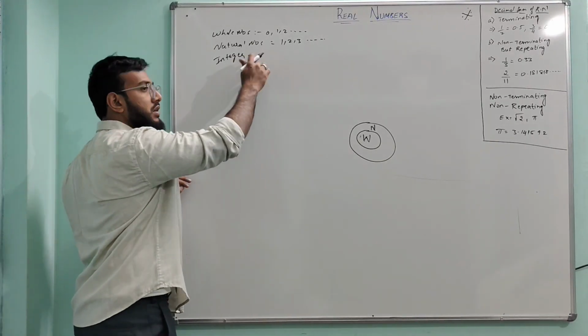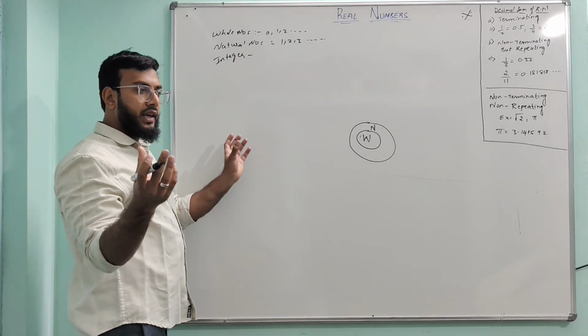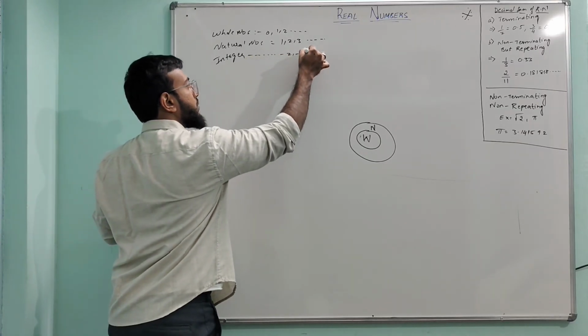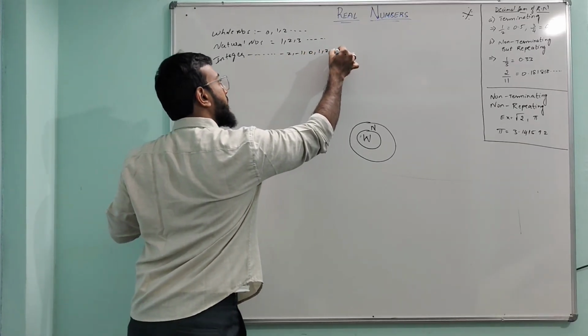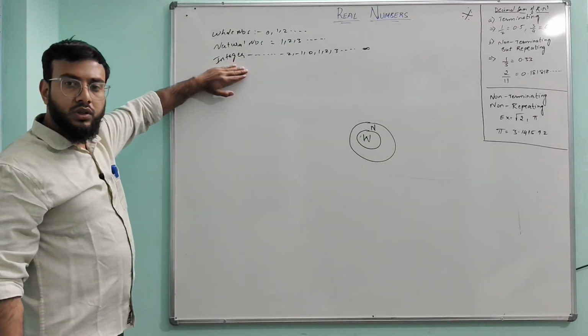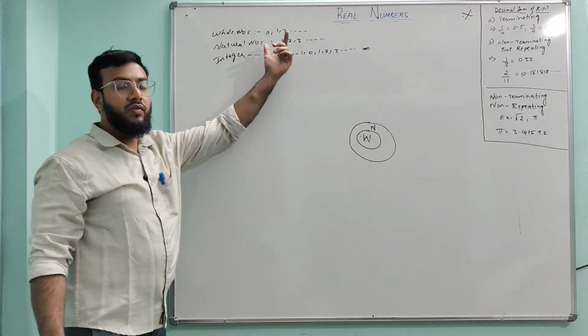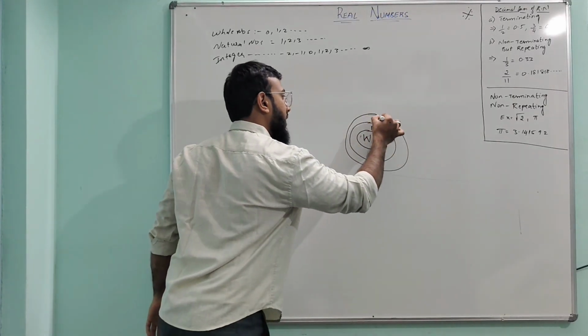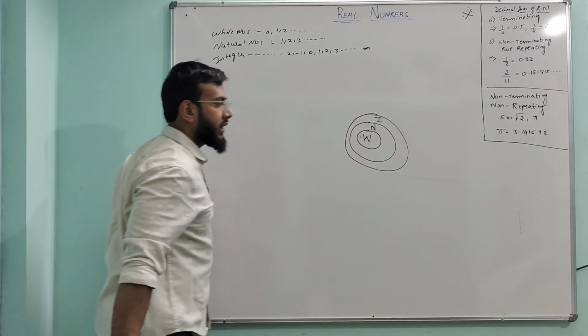Integers are the numbers which constitute both positive and negative numbers: -2, -1, 0, 1, 2, 3 up to infinity. Integers are those numbers which have both positive and negative numbers. Let me represent it over here. Integers are represented by the alphabet I.